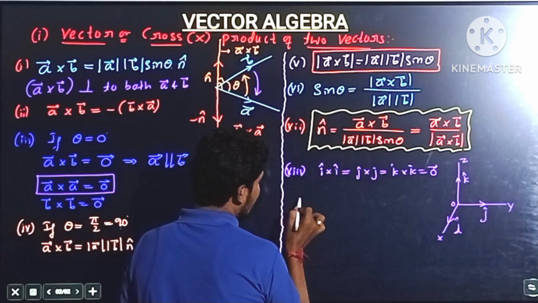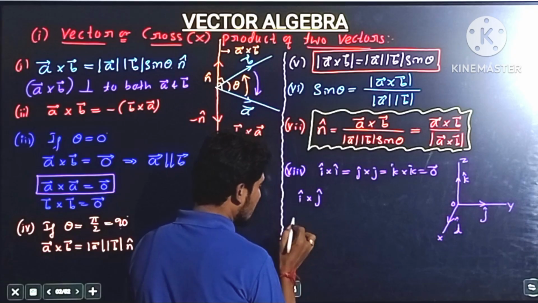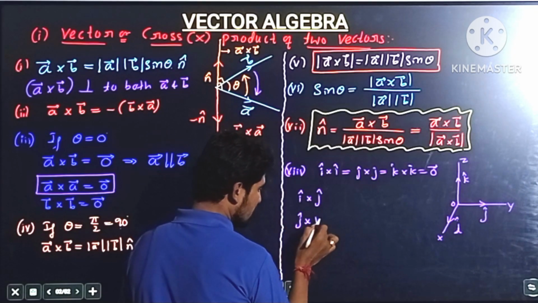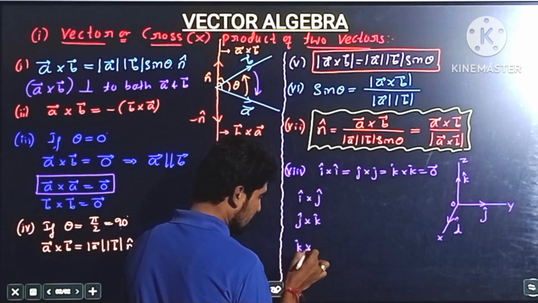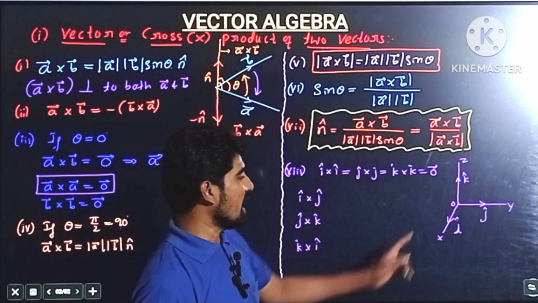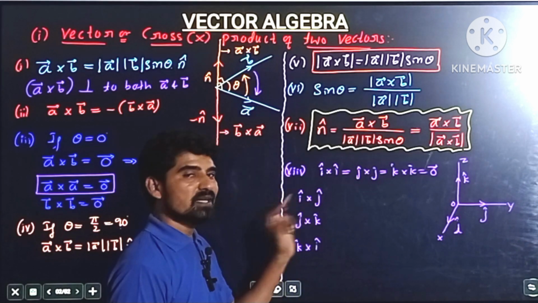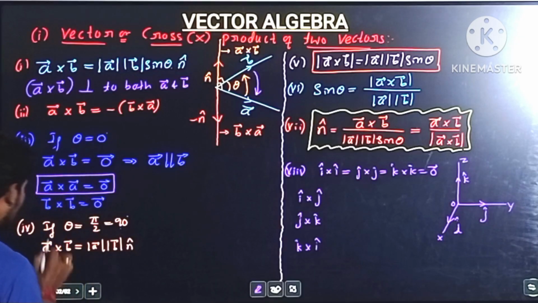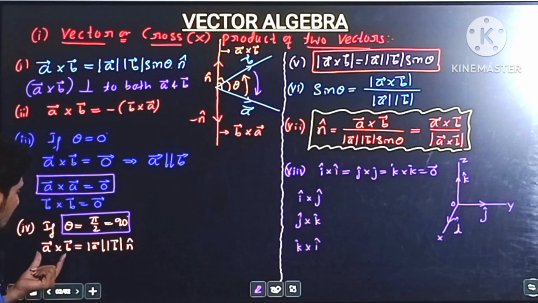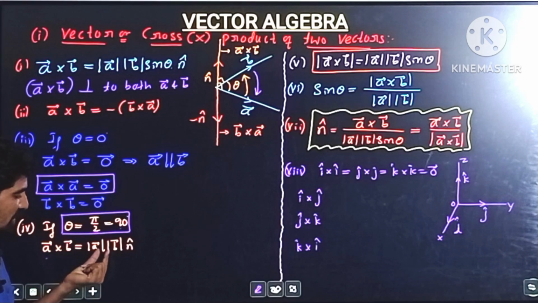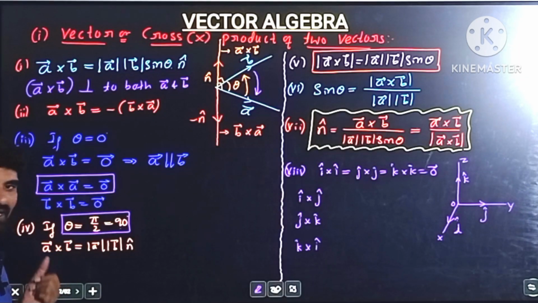Now see here, the values of i cap cross j cap, j cap cross k cap, and k cap cross i cap. As you know, i, j and k are mutually perpendicular to each other. It means the angle between i cap and j cap is 90 degrees. So from the 4th point, if the angle between any two vectors is equal to 90 degrees, then the cross product of those two vectors is equal to the product of their magnitudes into the unit vector perpendicular to A and B.